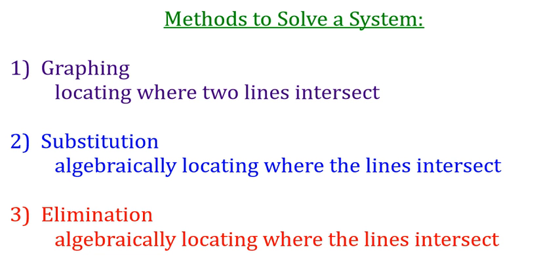Elimination is also an algebraic means of locating where the lines intersect. This way is what we're practicing today, is eliminating one of the variables by multiplying one or both of the equations by a value so that when we add the equations together, one of the variables makes a 0. So you only have the other variable to solve for its value, and you could substitute it into one of the equations and find the other.